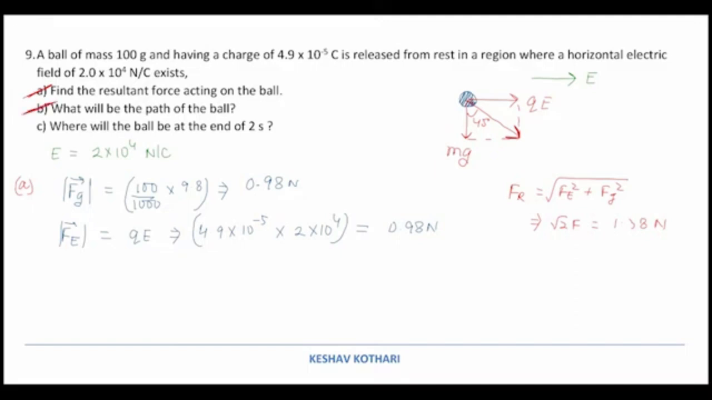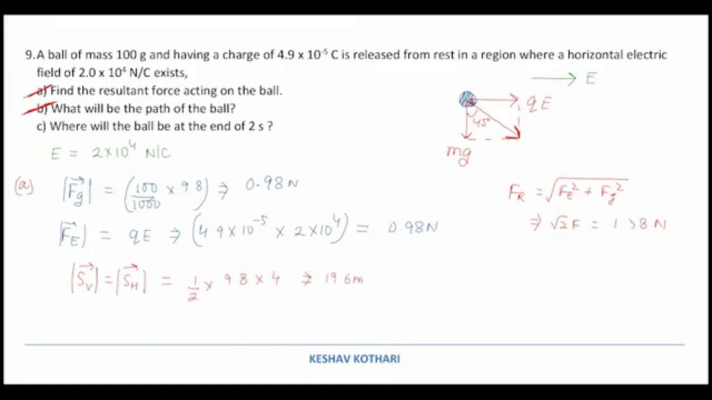The next question asked is where the ball will be at the end of 2 seconds. Since the horizontal and vertical forces are the same, we first calculate the displacement along the vertical direction, which is equal to the displacement in the horizontal direction. So the magnitude of both is the same. Since u t is 0, we just need to do half a t squared. a is 9.8 and t squared is 4. So we obtain 19.6 meter.